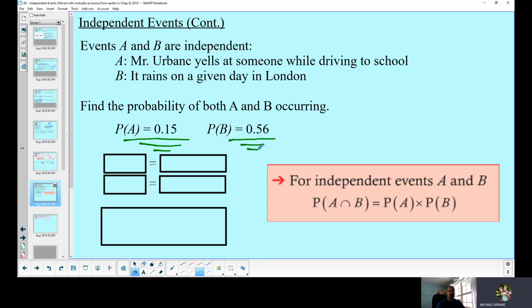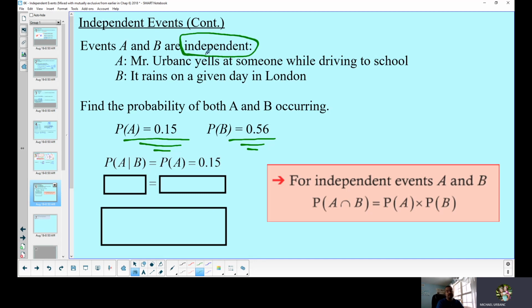And I ask you, are those 2 events independent? Or could you prove they're independent? Now, common sense would tell you that Mr. Urbank yelling at someone while driving to school doesn't have any impact on whether it rains in London. But according to the probabilities, the probability of A given B is equal to the probability of A. Now, we're assuming these are independent events, which they are, and how do I know? Because I'm telling you that they are independent.